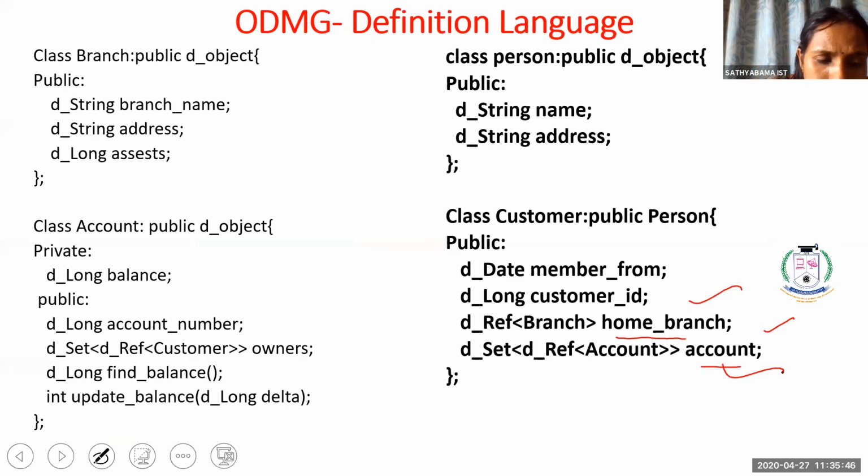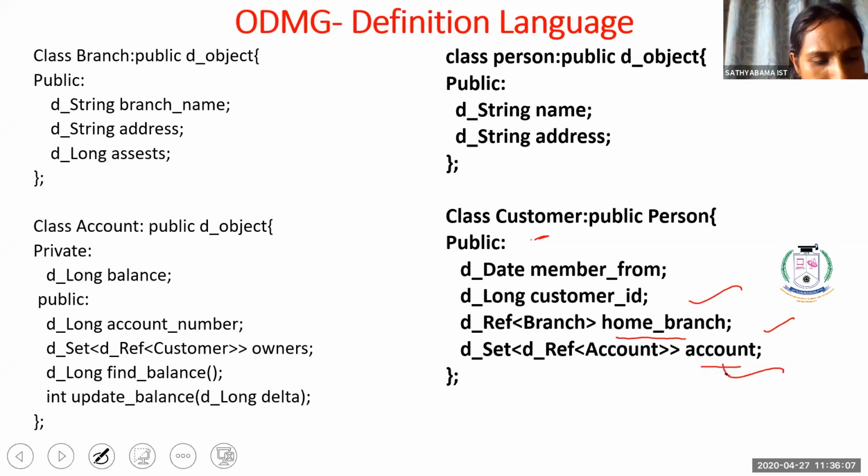Relation name is different, relationship name is different. Here the relation name is called customer, and the relationship is called account. These two are totally different. So account is nothing but a relationship name. The account is related with your customer. So this specifies the relationship also.